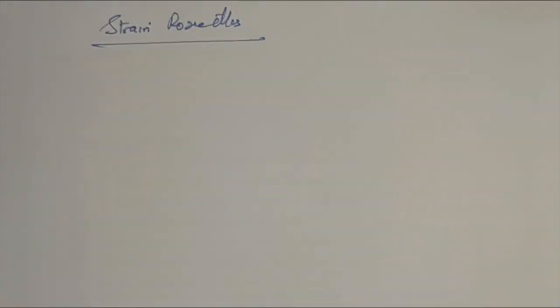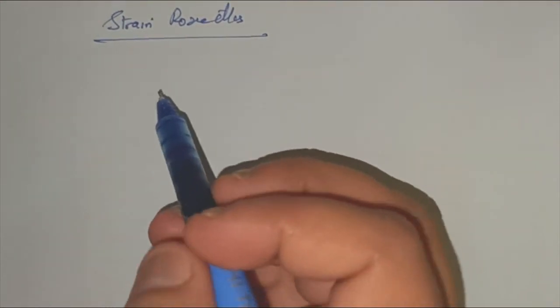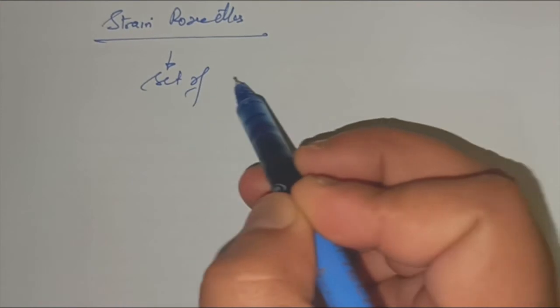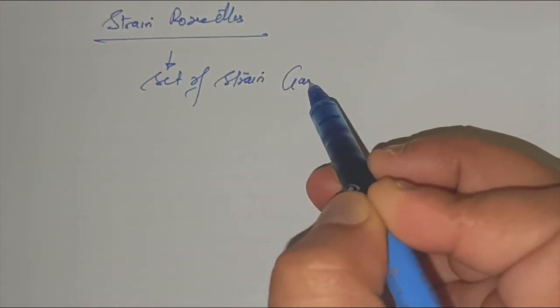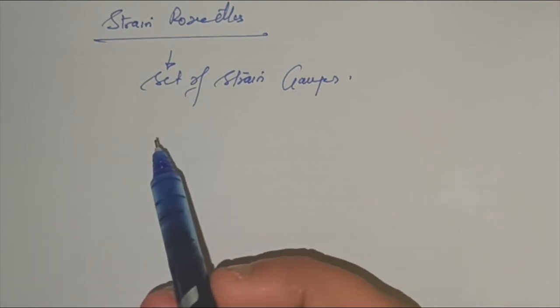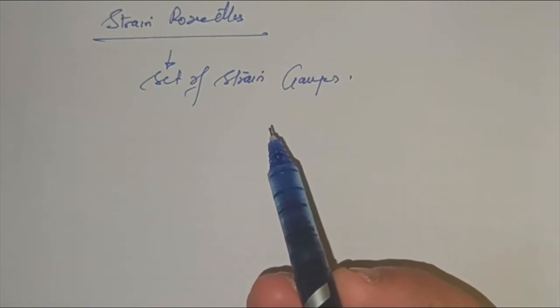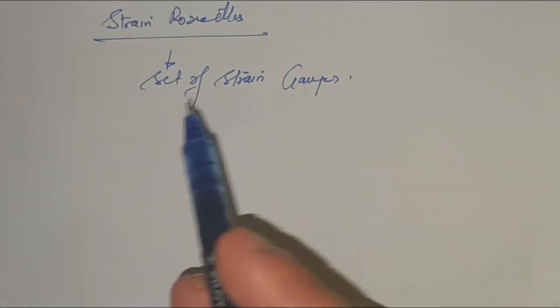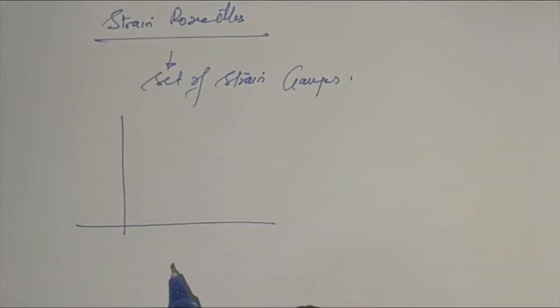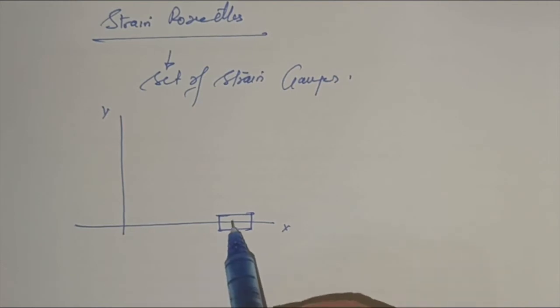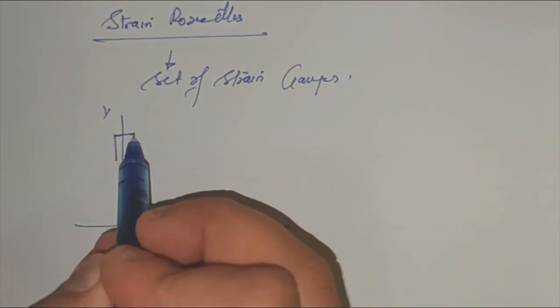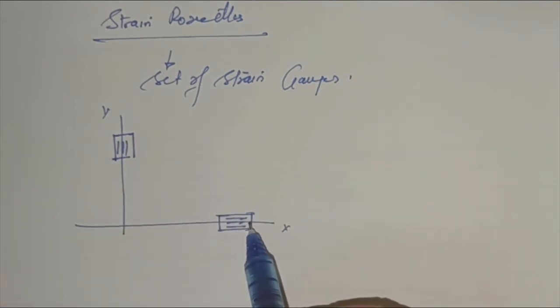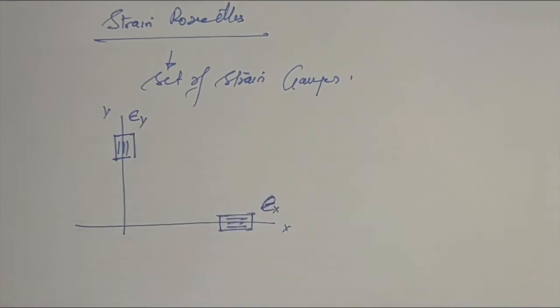Strain rosettes. This is a set of strain gauges. So strain rosettes can be applied on the surface and it will give all the normal strains, shear strains, principal strains, all of them. So let's say you have an axis like this. So this is X and this is Y, and you have applied a strain gauge on one of the axes, and a strain gauge on the other axis. So this strain gauge will give you epsilon X. This strain gauge will give you epsilon Y.